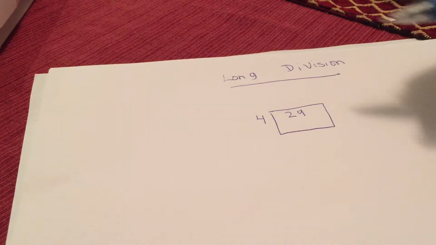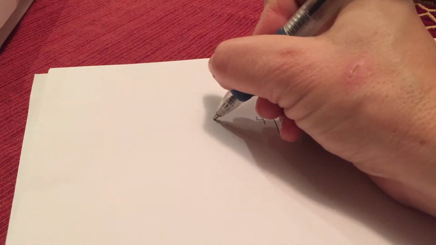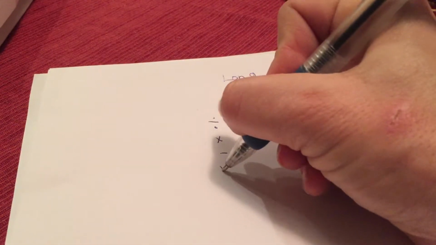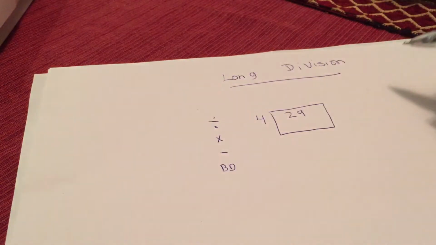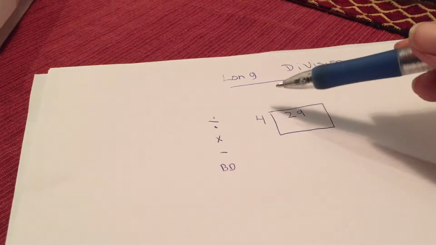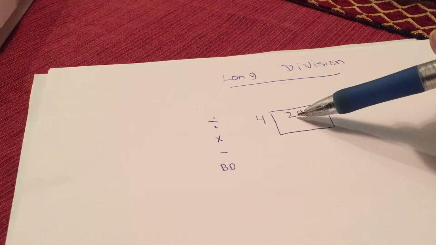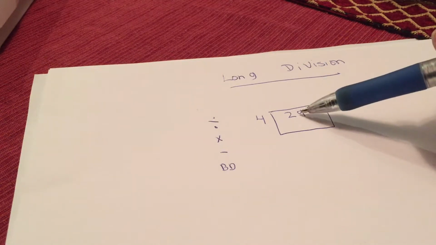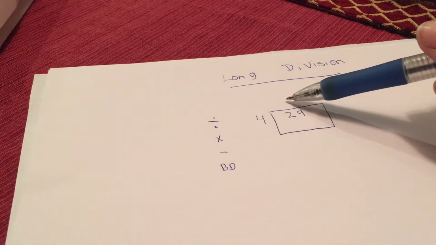So there are 4 steps in long division. The first thing that we do is we divide, then we multiply, we subtract, and then we bring down. And they know those steps. So the first thing we say to ourselves is 4 times what is close to 29 without going over? So we're dividing 29 by 4. What is it?